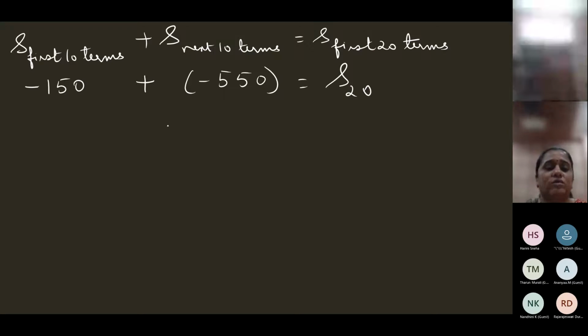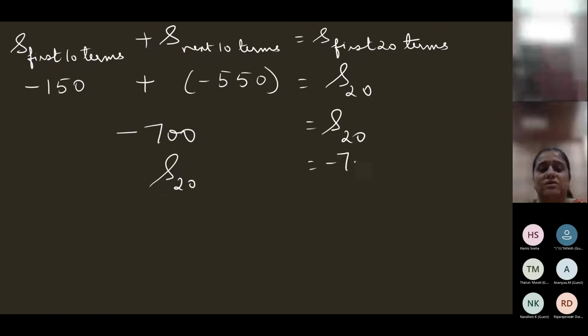Now what do you get when you simplify this? Minus 150 minus 550, so it's minus 700. So that means S20 is equal to minus 700. So what is S20? Sum of the first 20 terms.